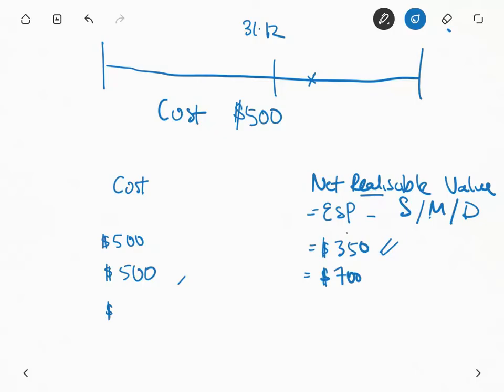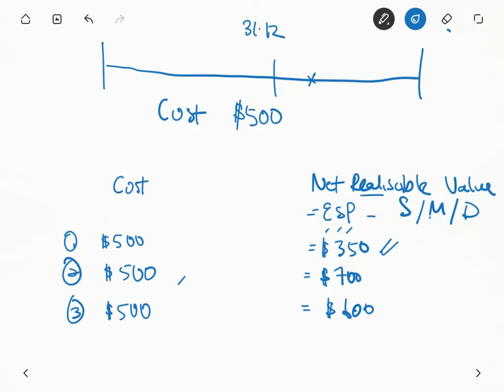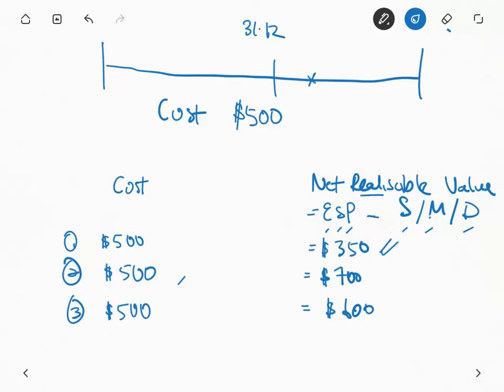What if it's damaged? This is scenario 2. I can sell it for 600 damaged. However, I have to repair first for 180. I have to pay, then estimated selling price less selling, marketing, distribution cost. That is how I get my net realizable value.